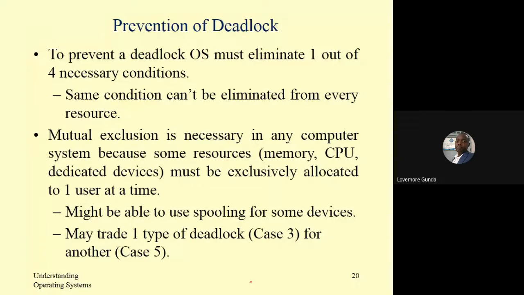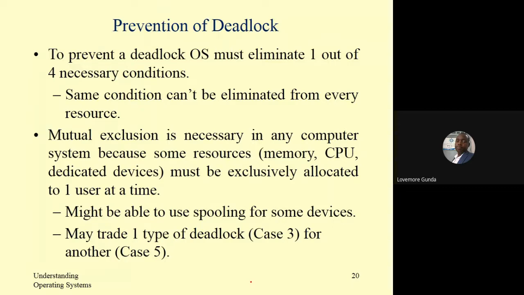So how do you prevent a deadlock? To prevent a deadlock, the operating system might limit one of the 4 necessary conditions, but you know that the same condition cannot be eliminated from every resource. Why? Because mutual exclusion is necessary in any computer system, because resources like memory and the CPU must be exclusively allocated to one user at a time, right?